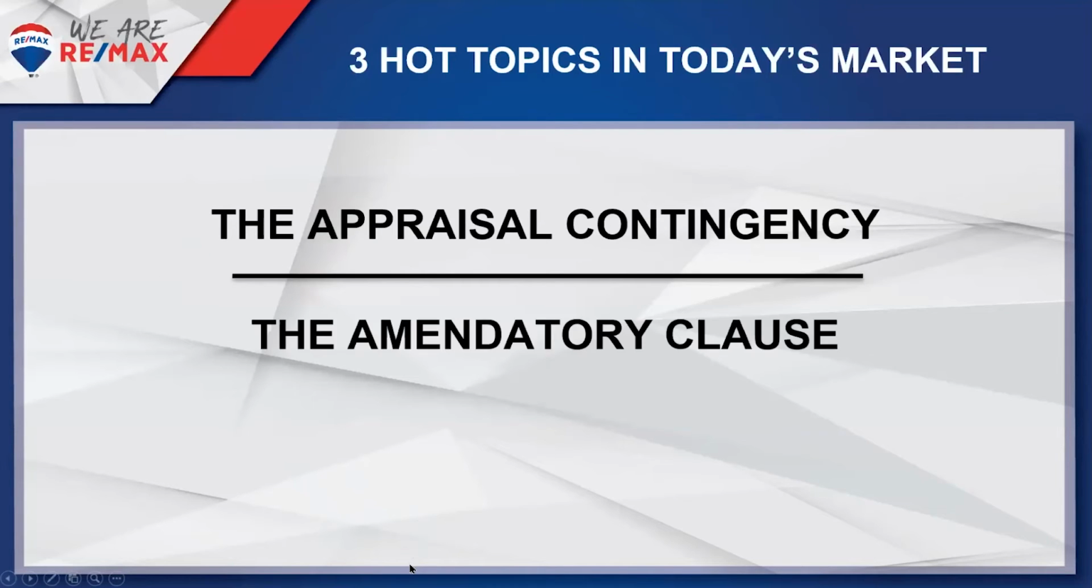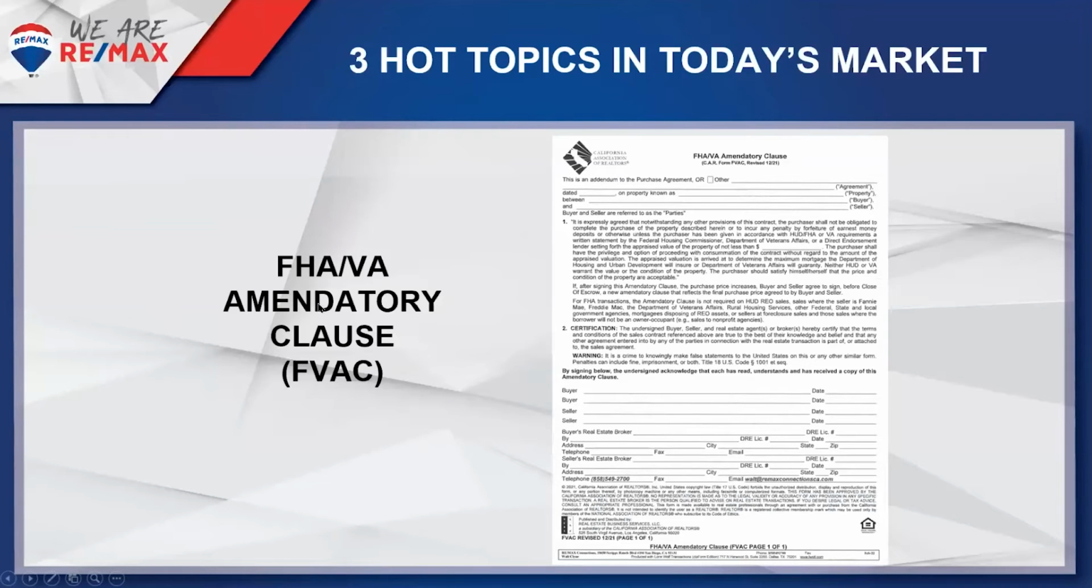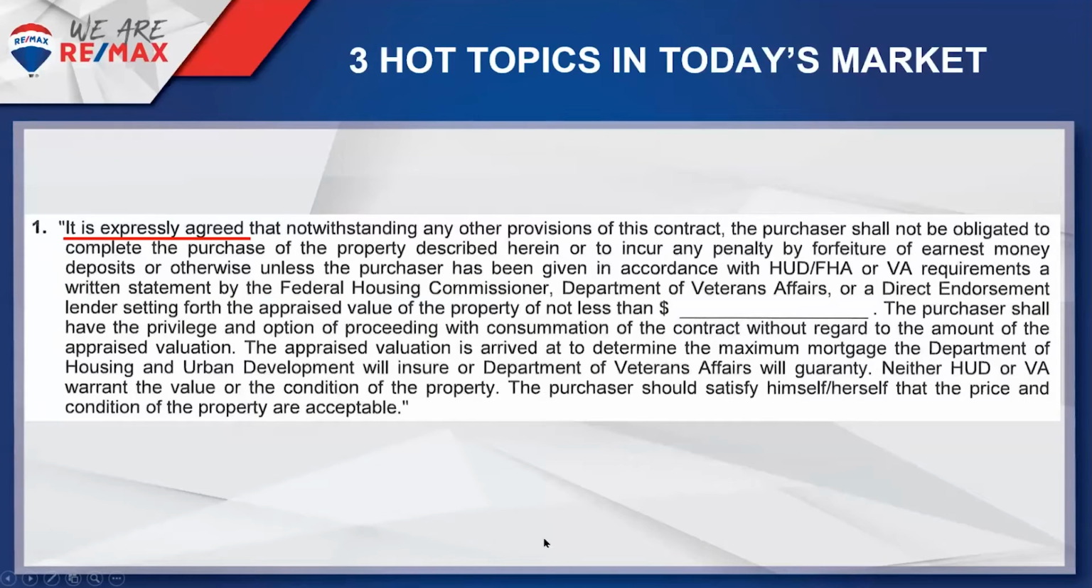Okay. There's one other factor to keep in mind, and that is an amendatory clause. If the buyer is getting an FHA or VA loan, and they are at the same time agreeing to pay over appraisal, as most of you know, the amendatory clause makes any waiver of the appraisal null and void. And the amendatory clause supersedes anything else signed by the buyer. So if the transaction is an FHA or VA loan, then the amendatory clause is automatically attached to the agreement. And the amendatory clause contains very specific language.